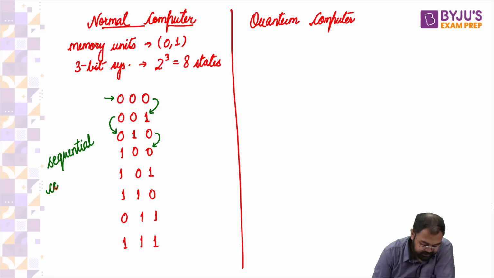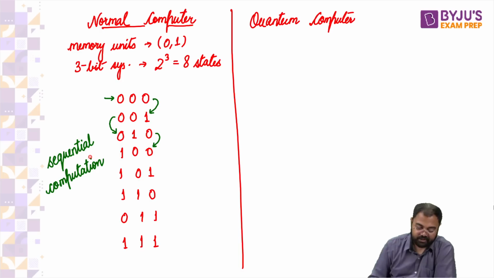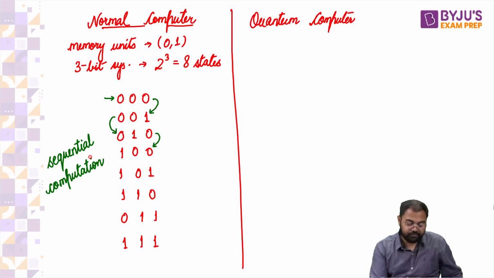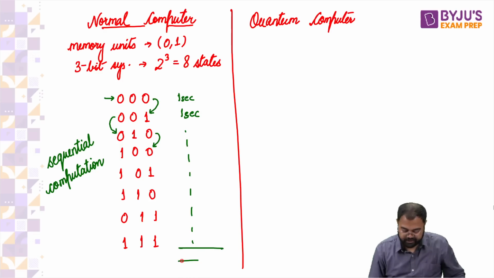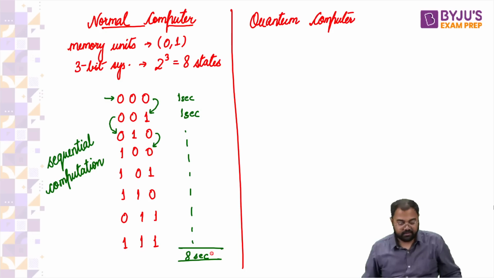So there is a sequential computation. If let's say every state was taking 1 second for computation to happen, then in total you would have taken a total of 8 seconds to complete this, right? 8 seconds to complete this. So this is how it goes, right? This is how a normal computer would do its computation.